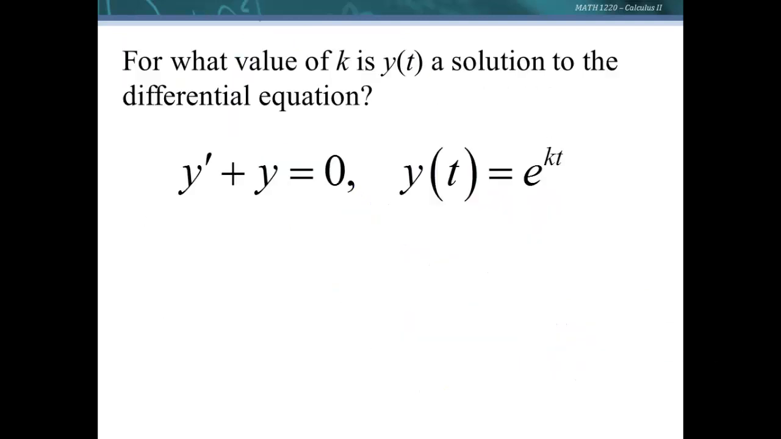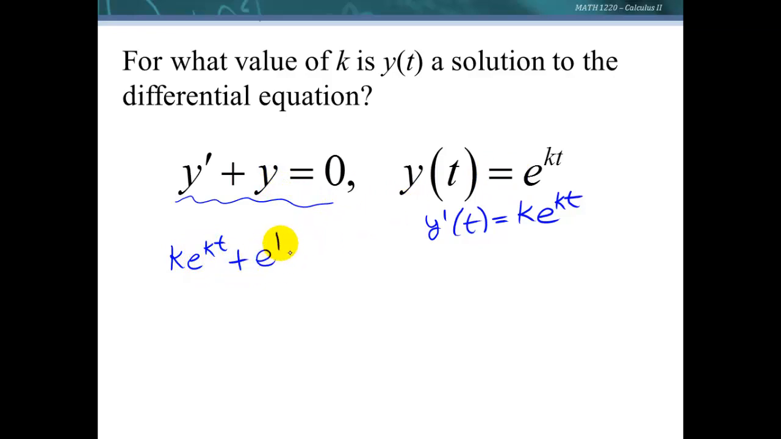It is 3. For what value of k is y of t a solution? So what we want to do is find the derivative here, which would be k e to the kt, substitute in here, and figure out what k would need to be so that it made a true statement. So we'd have k e to the kt plus, we need to substitute in our y, which is e to the kt, and that equals 0. We could see that would only equal 0 if k equaled negative 1.